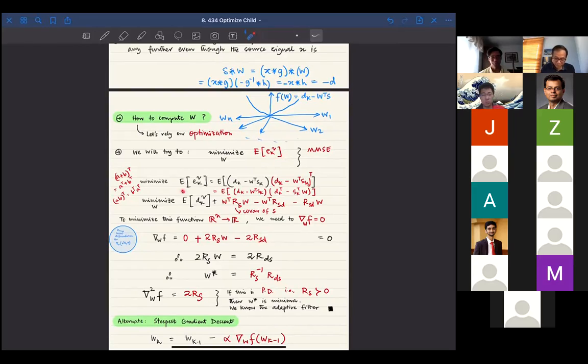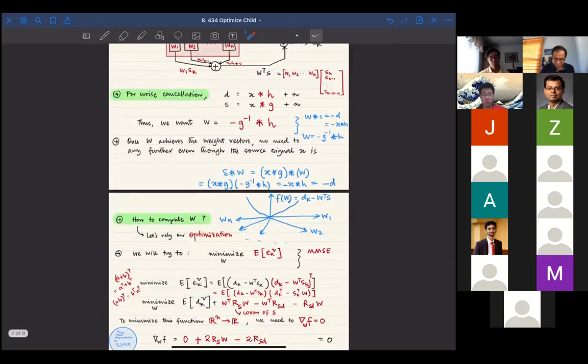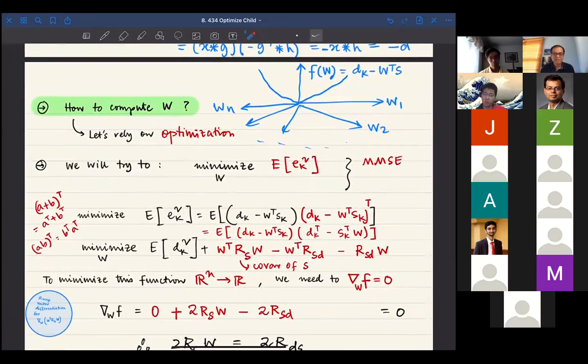Expected value of EK square is nothing but expected value of DK, again, this should be plus. If we do it plus, that's fine. We wrote that as DK minus, but we can write that as DK plus as well. Just that the W's will become the other way. That's all.